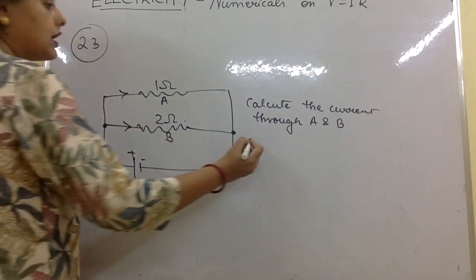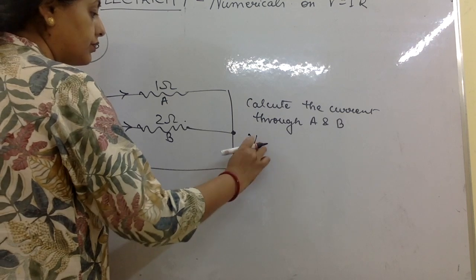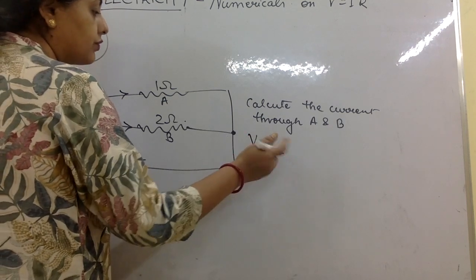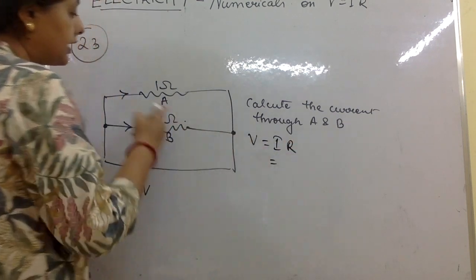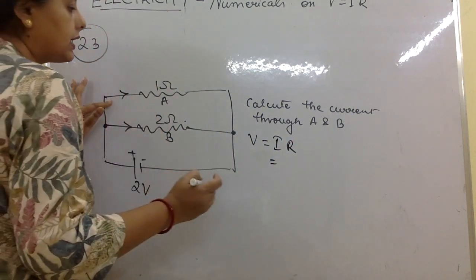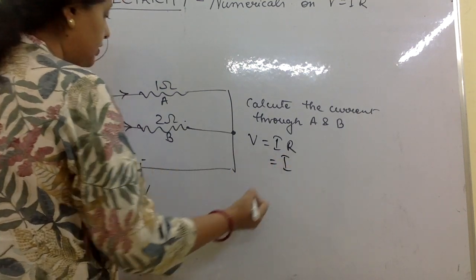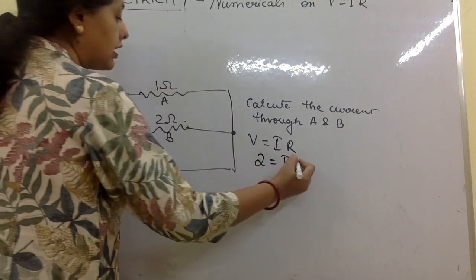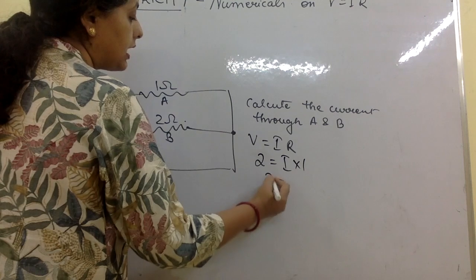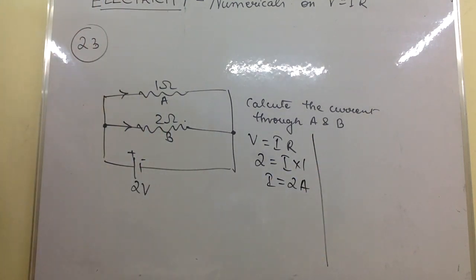Okay, so V is equal to IR if I do it for the first one. V A. Okay, so V is the same. So V is equal to IR. Okay, this is for the A one, and that is I. We don't know I. But we know V, which is 2. And we also know R, which is 1. Therefore, I is equal to 2 amperes. That was for A. Okay.